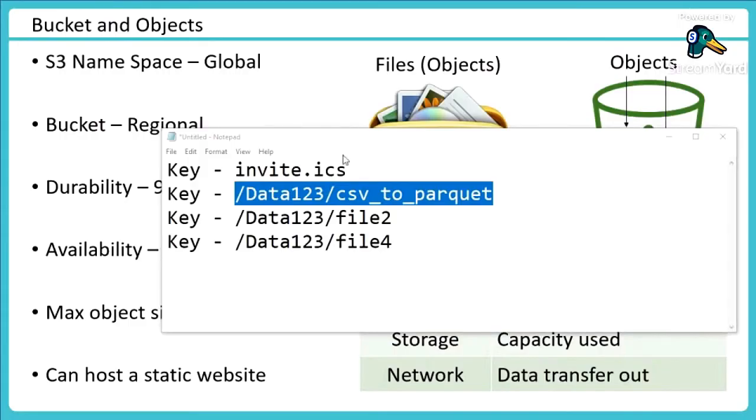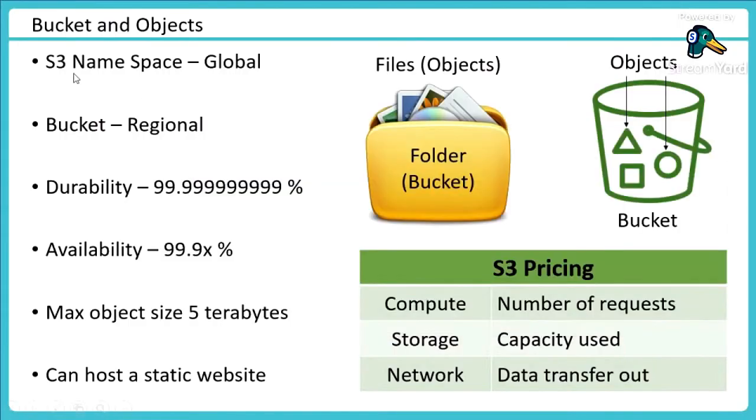Let me talk about some more features. So we talked about S3 namespace. Bucket is a regional entity. Now you would find a lot of times people talk about durability in S3, which is 11 nines. And then they talk about availability, which is 99.9x%, 99.95, 99.99, depends on the different tiers in S3. Let me quickly explain what durability is and why somebody would be interested in the concept of durability.